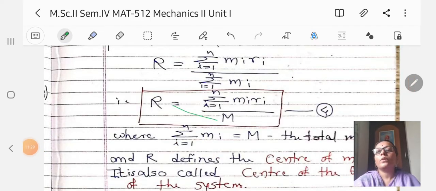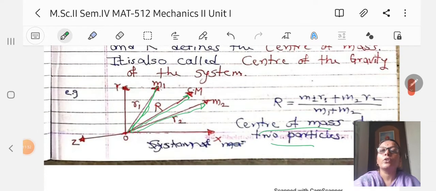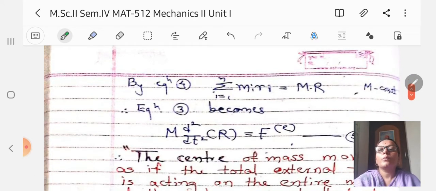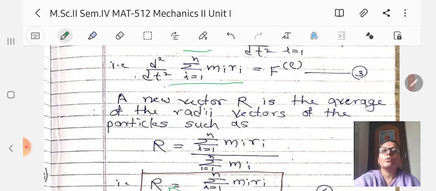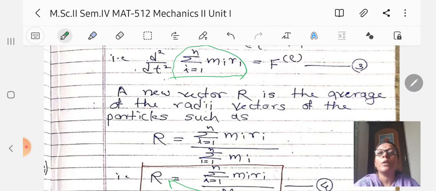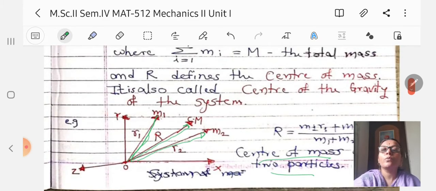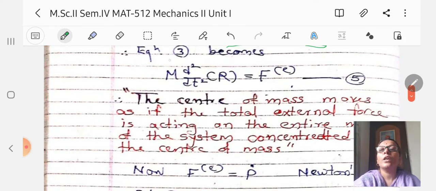Now transfer this M to the left hand side. We can write the summation of mi ri from i from 1 to n equal to M into R. Here M is constant, and therefore equation third, which was d square by dt square of the summation of mi ri from i from 1 to n equal to Fe, the total external force, becomes, putting in this value of the summation of mi ri, M d square by dt square of R equal to the total external force Fe.